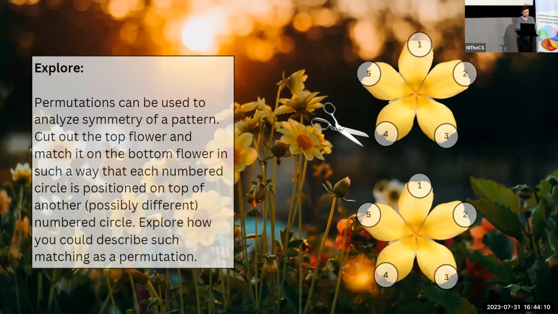Cut out the top flower and match it on the bottom flower in such a way that each numbered circle is positioned on top of another, possibly different numbered circle. Explain how you could describe such matching as a permutation. And in one of the later activities, they are supposed to classify all possible permutations they can get by the matchings of the flower, and they will not be all of them. For instance, you can never get a permutation with 1 followed by 3, because there is a 2 in the flower between 1 and 3, and you cannot squash the flower. So not every permutation will describe a symmetry of the flower, only some of them will. And so you can then make a list of which ones will, and that's an interesting activity of its own.